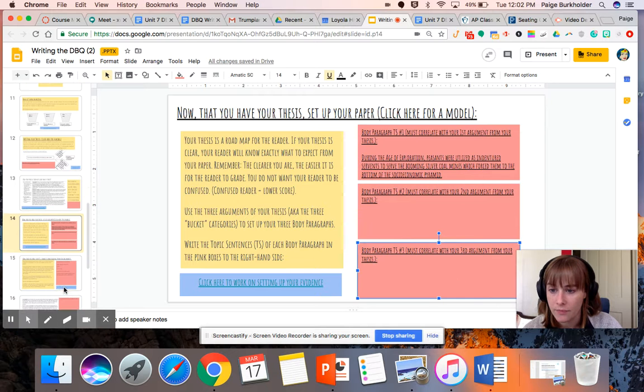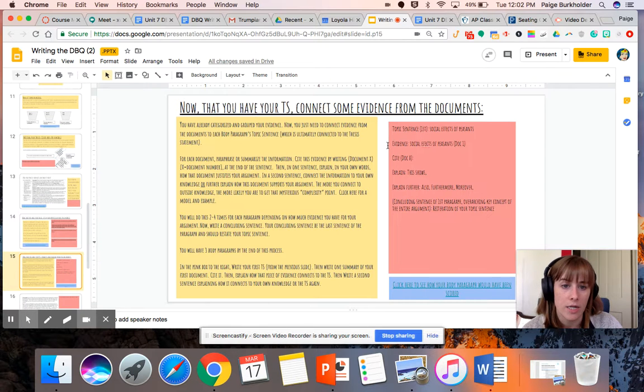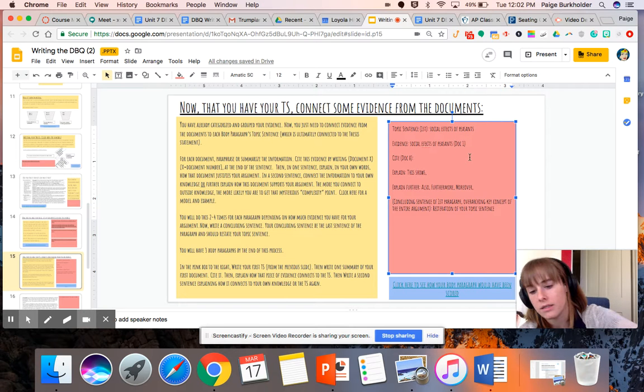Once I have my topic sentence, and I do that for paragraph 2 and paragraph 3, I need to attach evidence that supports that topic sentence, that proves from one of the 7 documents that peasants' lifestyles were affected by this global trade.